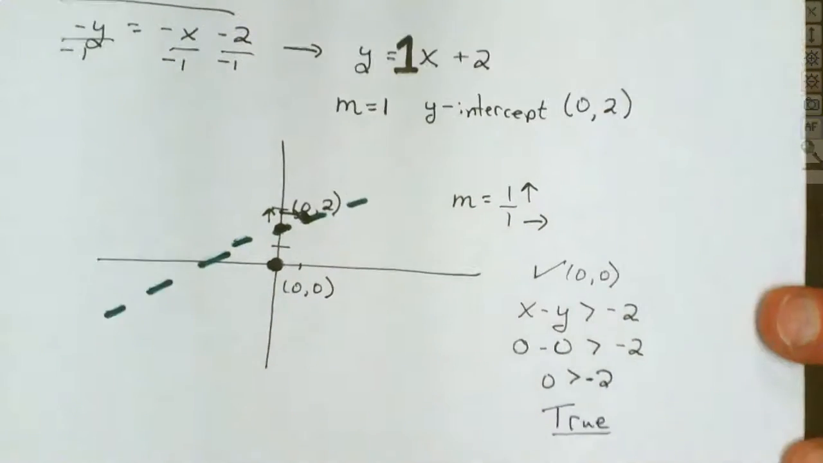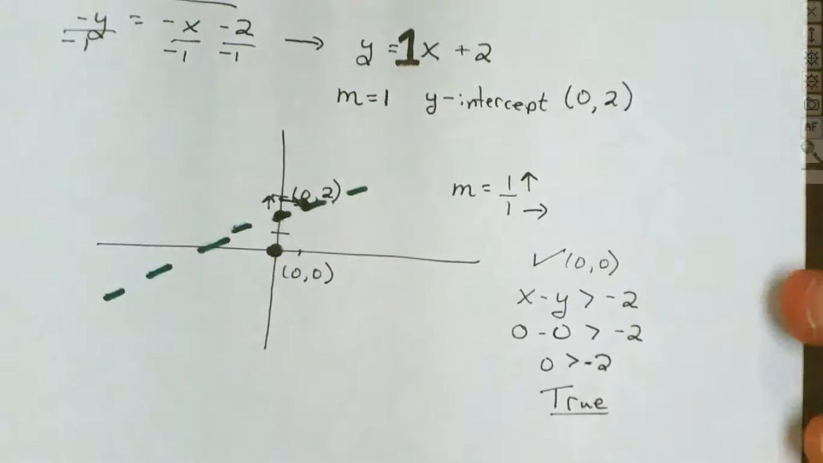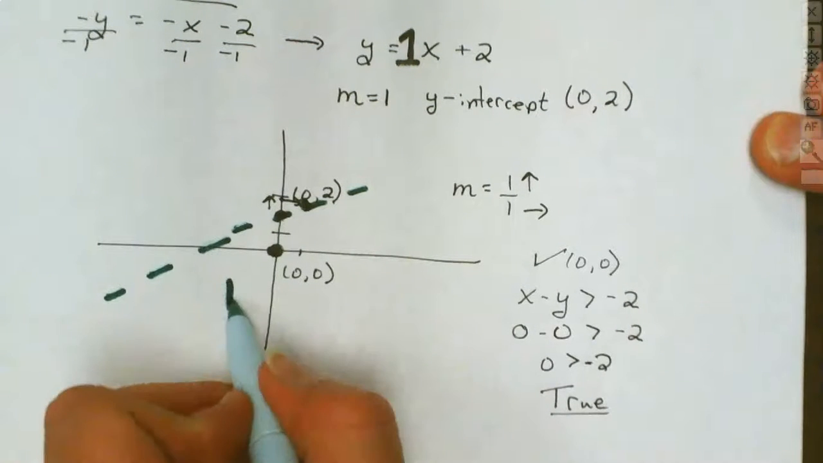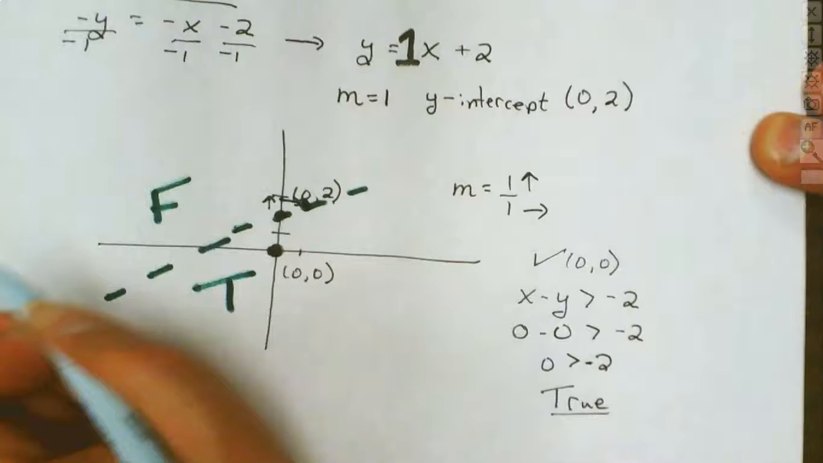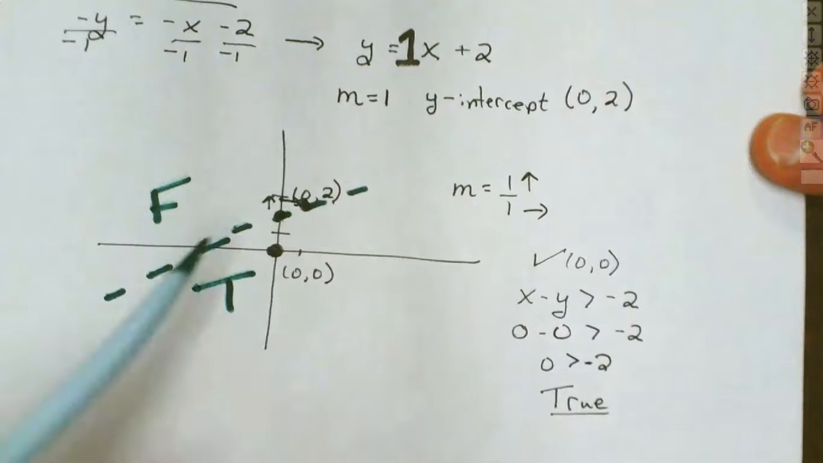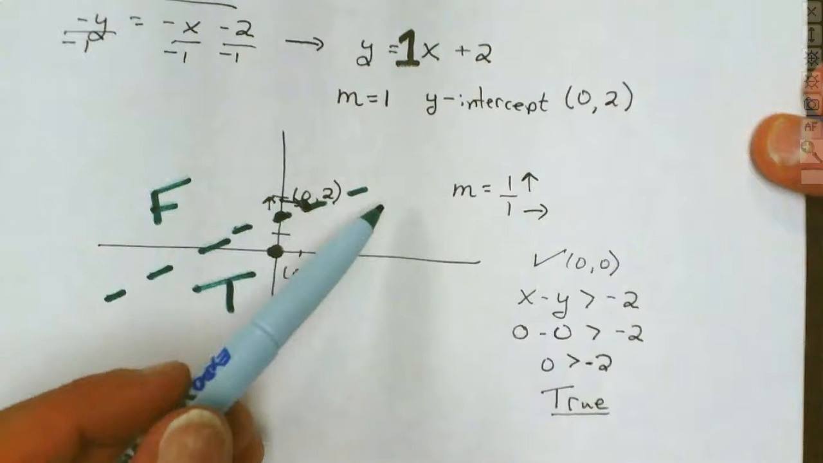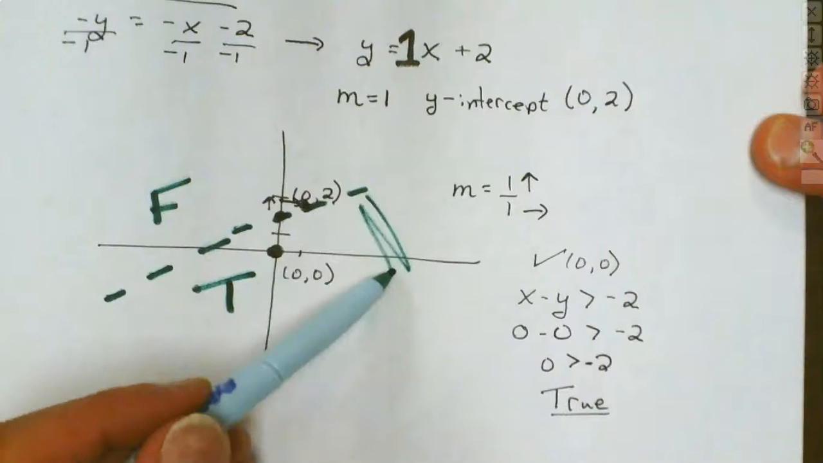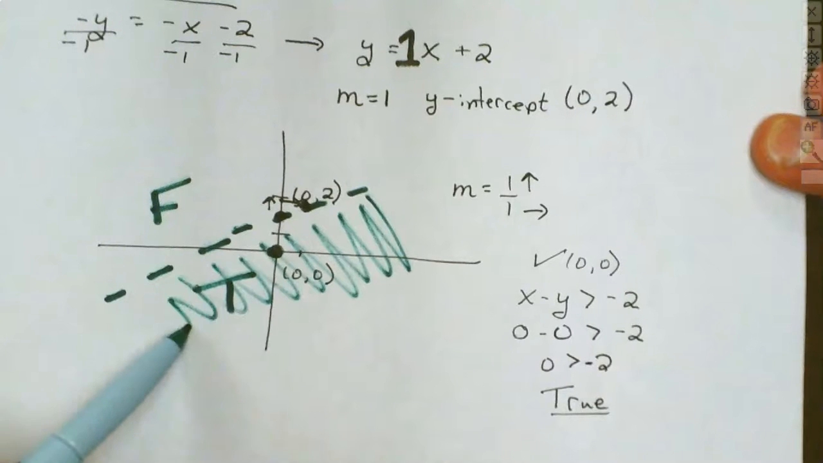So what does that tell you now? That tells you then this half is true, this half is false. The line divides the 2 regions, and where do we shade? The true half, which is down below.